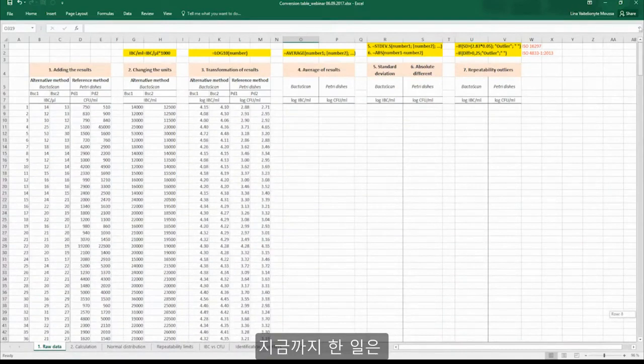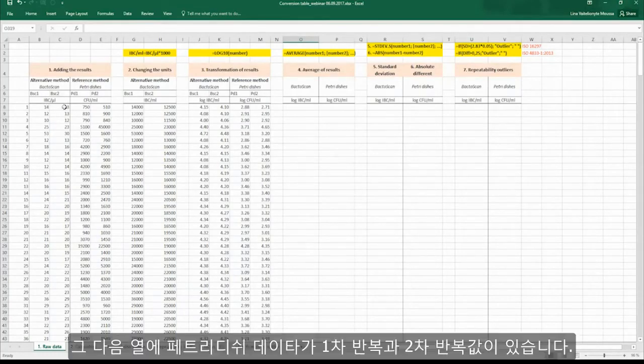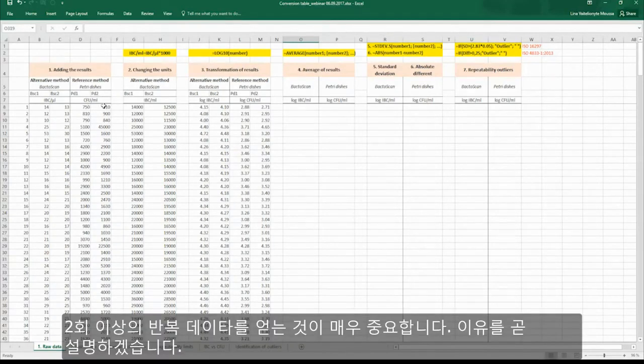So what did we do so far? We have data, the first two columns from the BactoScan, first replicate and second replicate. In the next two columns we have data from Petri dishes, first replicate and second replicate. It is very important to have data in at least duplicates, and I will show you in a moment why.